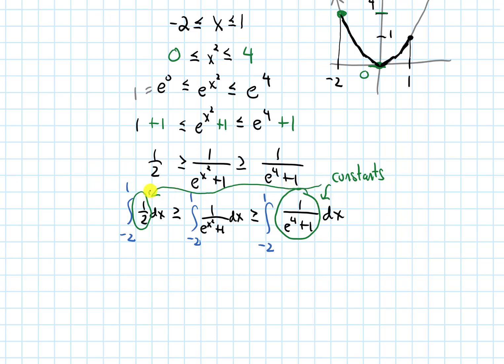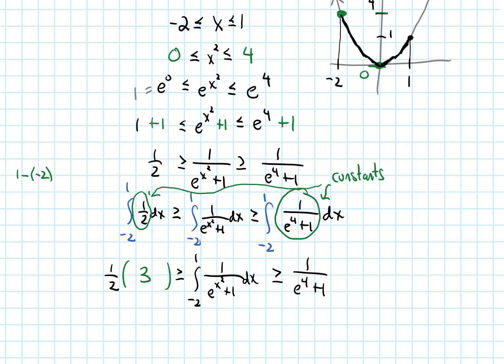And we've seen how to do a definite integral of a constant a couple of times in this video already. What we get is just that constant, which in this case is 1/2, multiplied by the length of the interval, which would be 1 minus -2, which is 3. Okay, and then this is greater than or equal to my middle integral from -2 to 1 of 1 over e to the x squared plus 1 dx. And that's greater than or equal to this constant, 1 over e to the 4th plus 1, and then times the length of this interval, which is also 3.